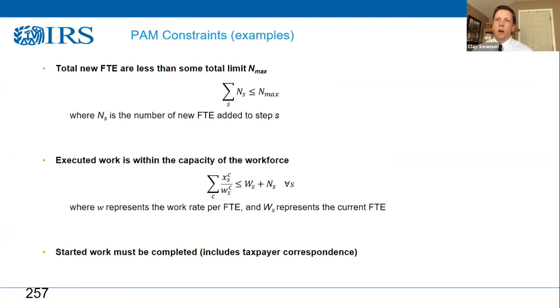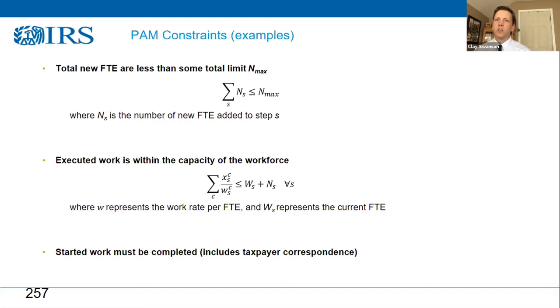Slide. All right, here are a few of the constraints that we have defined. There are others, but I just listed a few. The first one, total new FTE are less than some total limit, N max. So if we're given a number of new FTEs to allocate, this is the N max term. And so PAM starts at 0 and it can allocate FTEs up to the point of the N max term. So it's just an upper limit on the number of new FTEs to allocate.